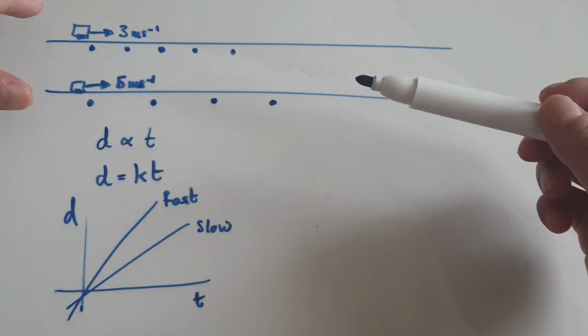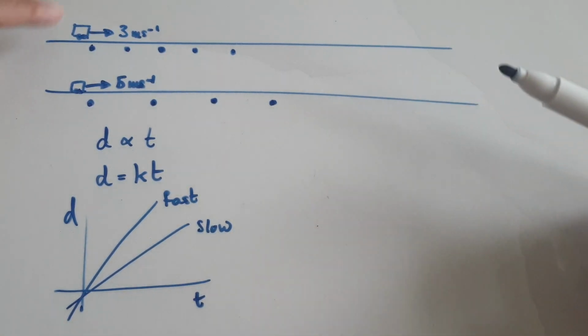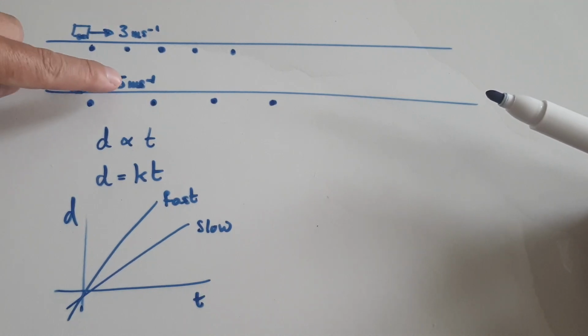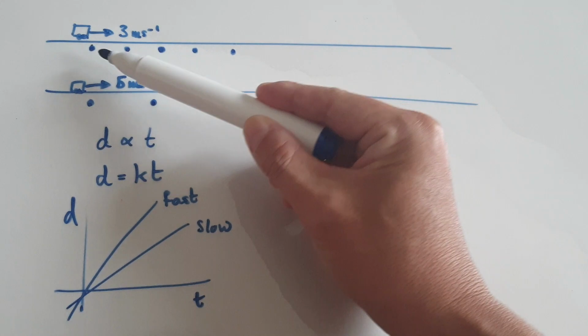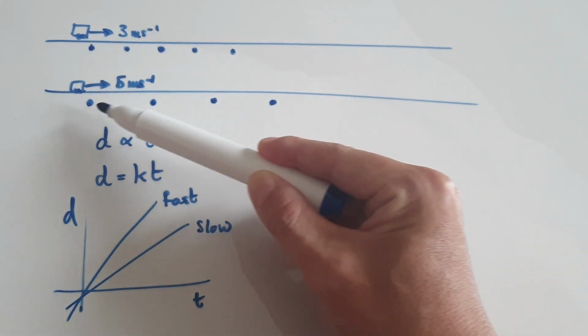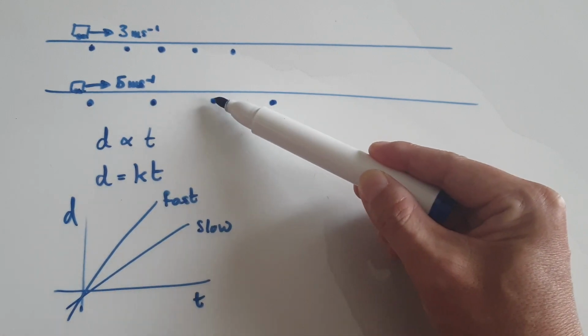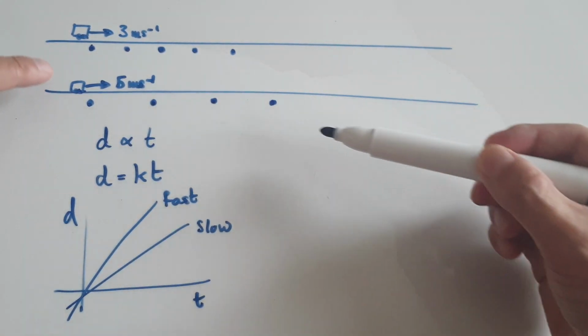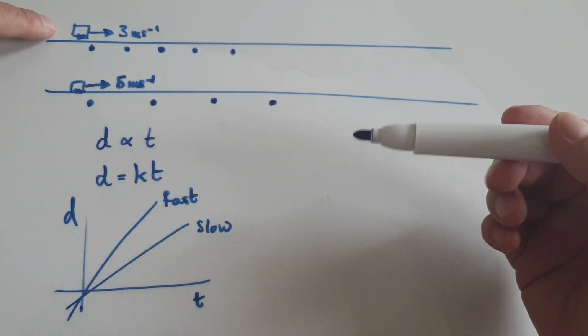So imagine you've got a scenario where you've got two cars. This car's a slow car traveling at 3 meters per second, and then you've got a fast car traveling at 5 meters per second. So 1 second, 3 meters, 6 meters, 9 meters, and so on. 5 meters, 10 meters, and 15. So let's try and establish the relationship between distance and time for car A.